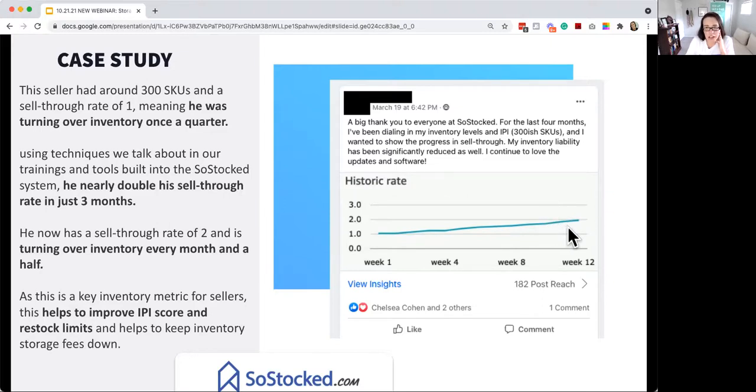So if you want to see your restock limits potentially increasing, then focus on your sell-through rate and follow along on your graphs within your Seller Central inventory dashboard.